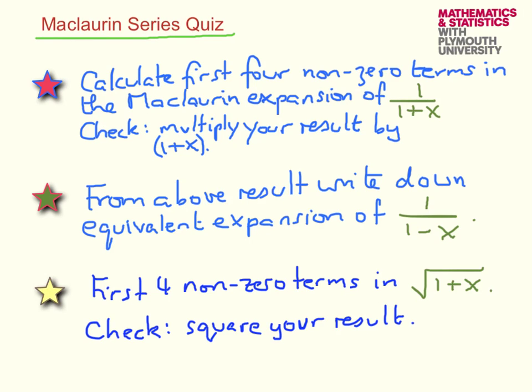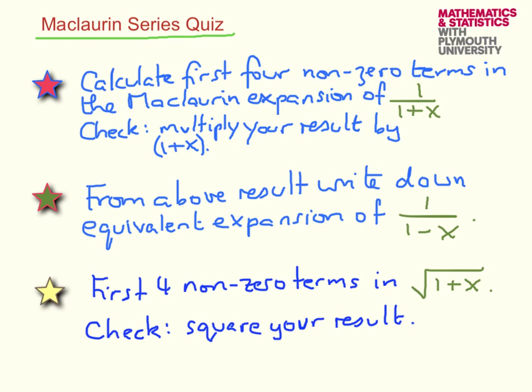So this video is a collection of 3 questions about Maclaurin series, and what I would like you to do in the first question is to calculate the first 4 non-vanishing terms in the Maclaurin expansion of 1 over 1 plus x, and then multiply your result by 1 plus x to check your work.